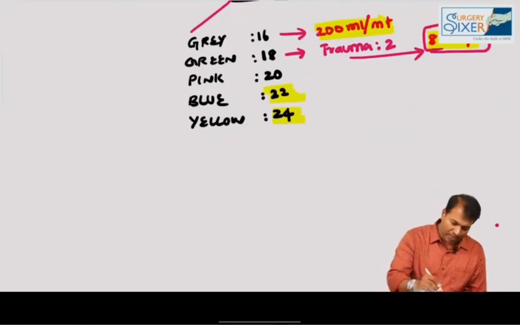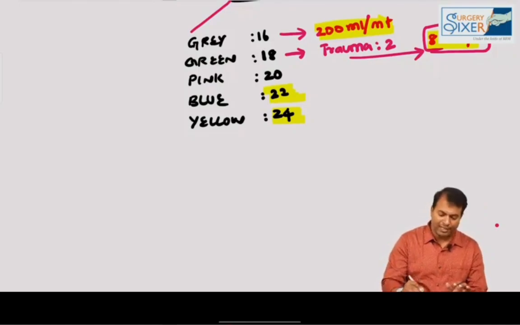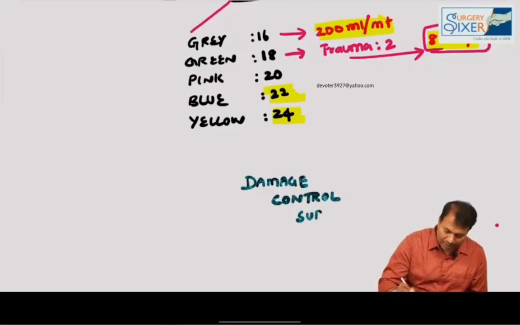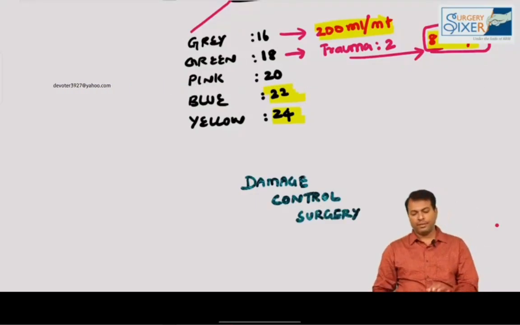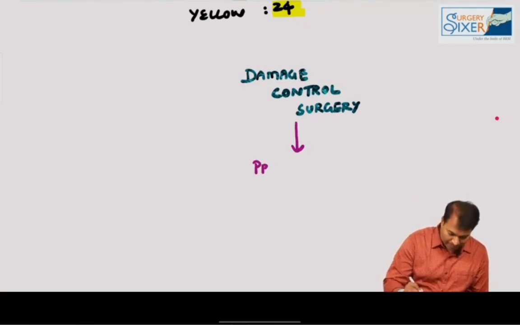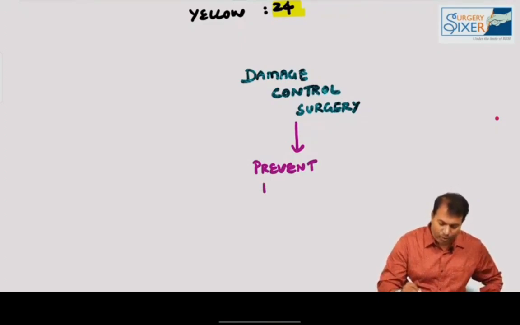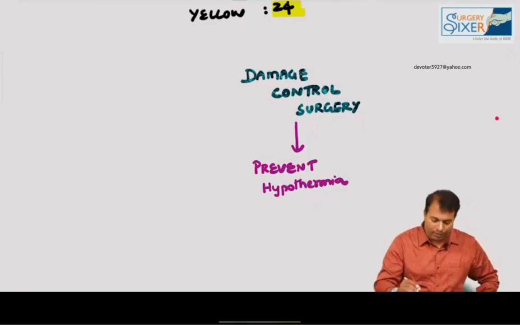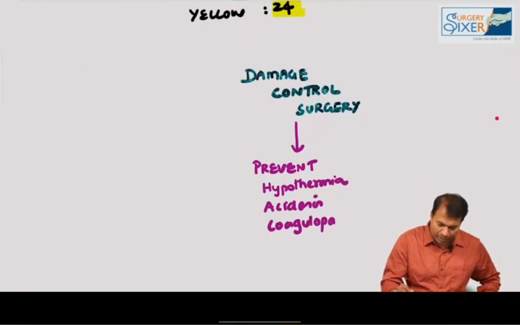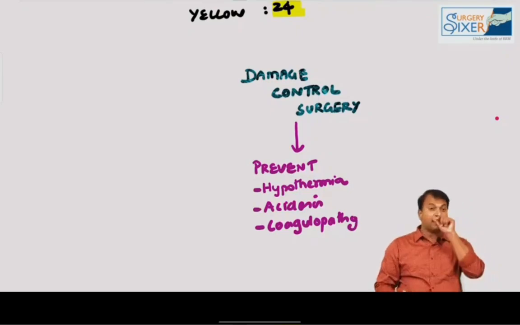And the next point you should not forget in hemorrhagic shock is one concept known as damage control resuscitation, damage control surgery. We are going to discuss it in detail now. What does damage control resuscitation signify? This is an operation which is going to prevent the dangerous triad of trauma. The dangerous triad of trauma is hypothermia, acidosis, coagulopathy.